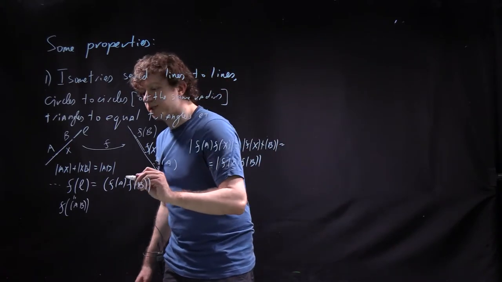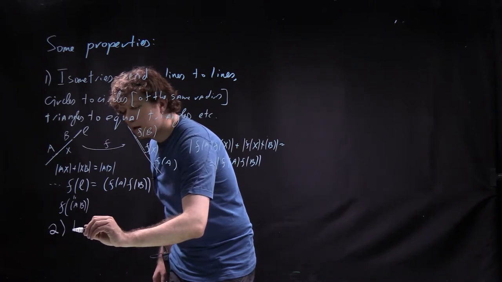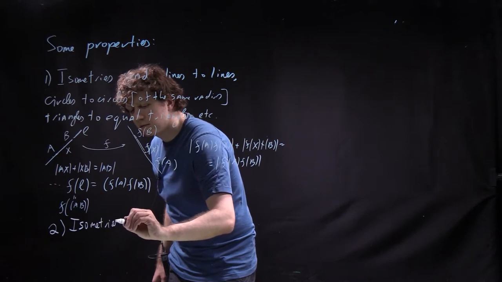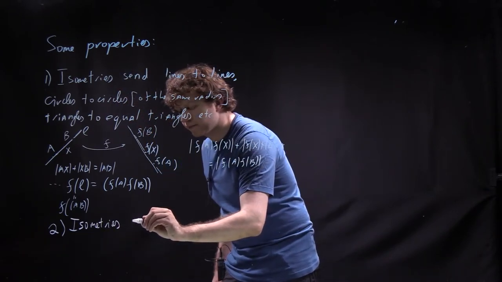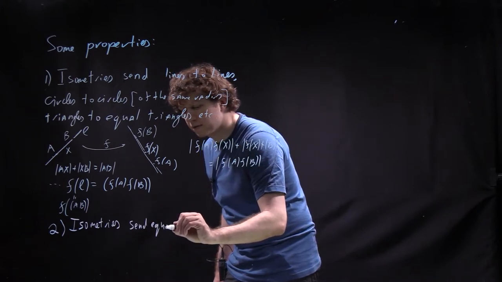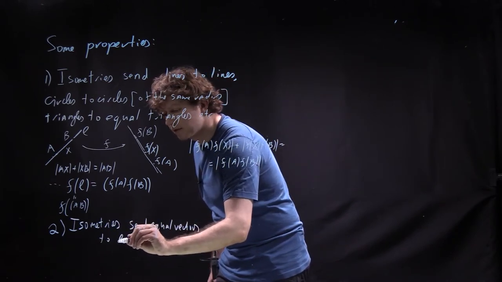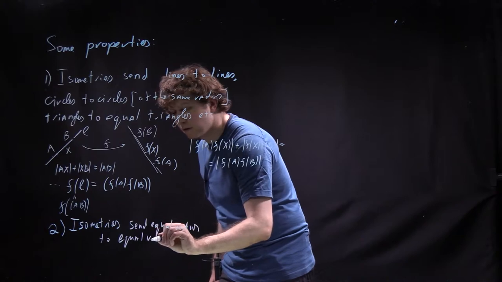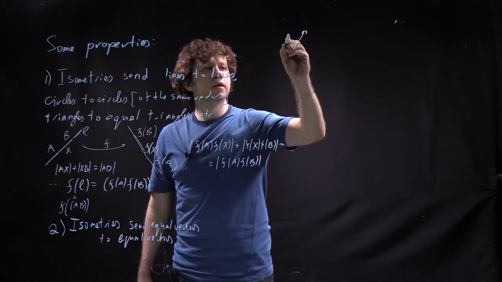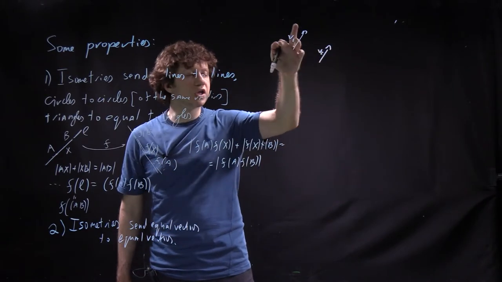So maybe a slightly less trivial observation is that isometries send equal vectors to equal vectors. So if you have two vectors, let's say v1 and v2, and you know they are equal, but they are kind of pictured at different points.